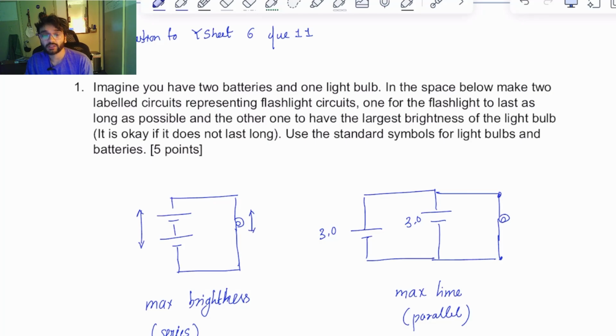And if you don't believe me, use the virtual circuit construction website to make a circuit like this, and you will see that if this battery is 3 volts and this is 3 volts, then across the light bulb you will also find it will be 3.0 volts.